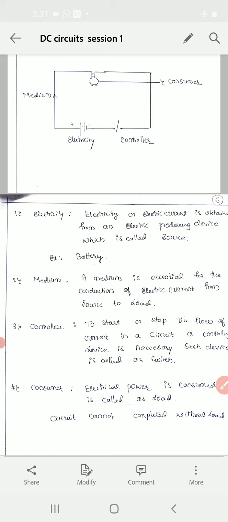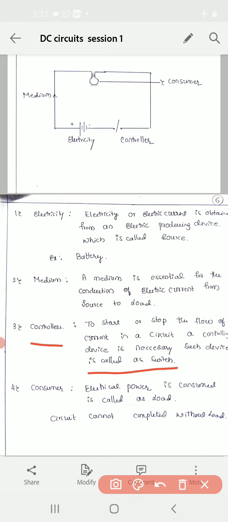Okay. Then third one, controller. The controller is to start or stop the flow of electric current in a circuit. A controlling device is necessary, called a switch. The switch is very important. Whenever it is required, you can use it. This is your switch, this is your electricity or source, this is your connecting wires, medium.